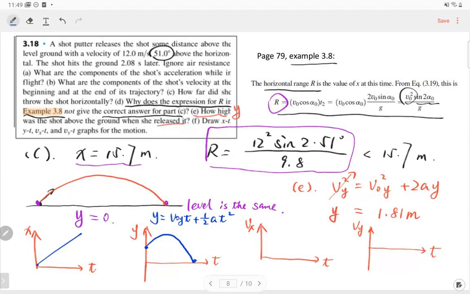And for the velocity, the x direction is constant. So it's a flat line. But for the y direction, there is a negative acceleration in the vertical direction. So the velocity decreases linearly. We have vy equal to initial vy plus at. a is a negative value. So we have a linear drop line.